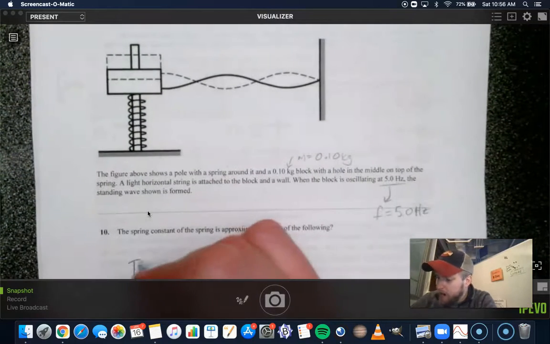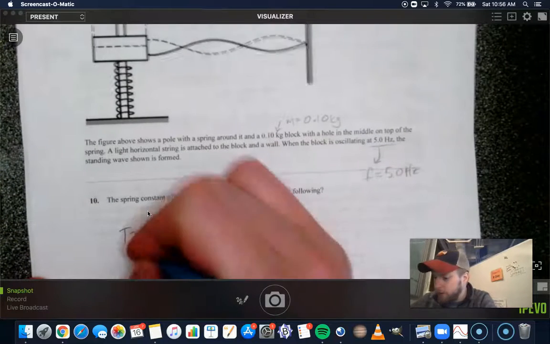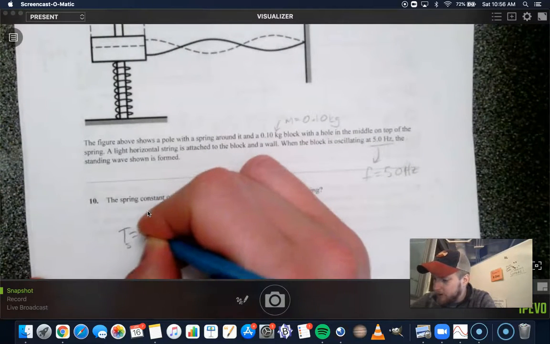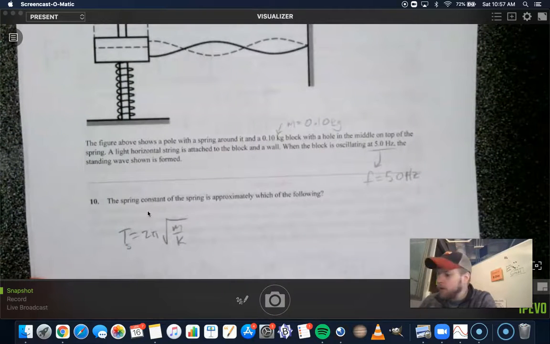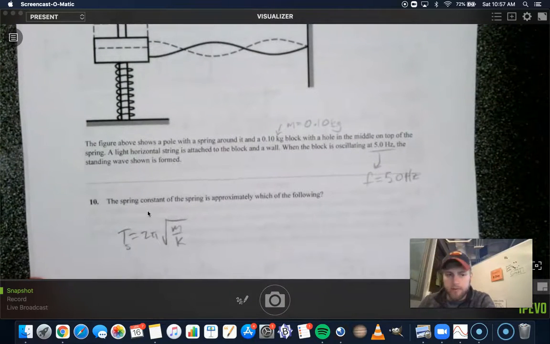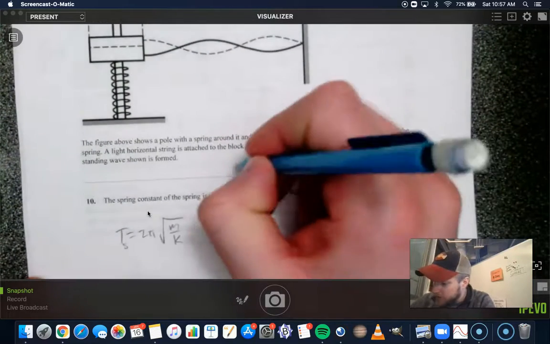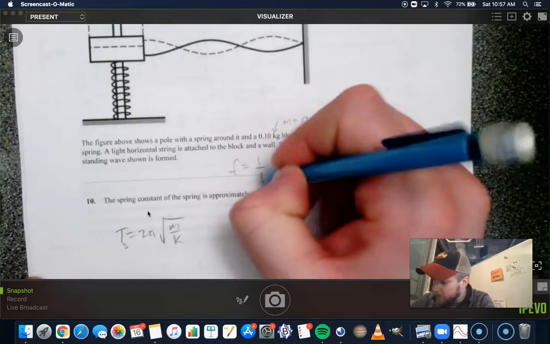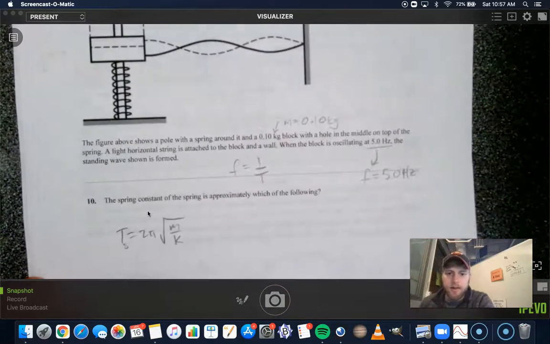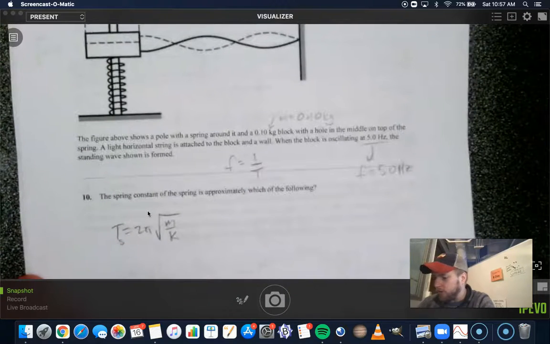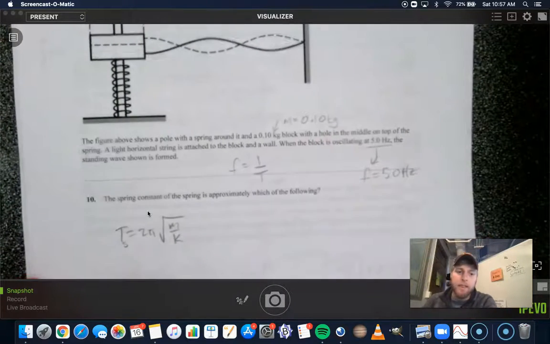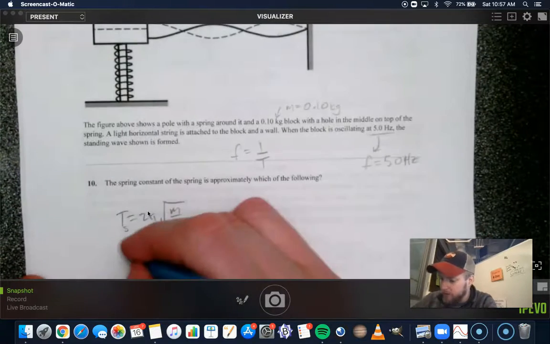Well, my mind goes straight to the equation for a spring mass system. T is 2 pi square root m over k. Now, we're given the frequency, so we have two choices. We know that frequency in general is the inverse of period. So what we could do is invert that and then plug it in and then solve for k, because we know m. I'm going to use this equation.